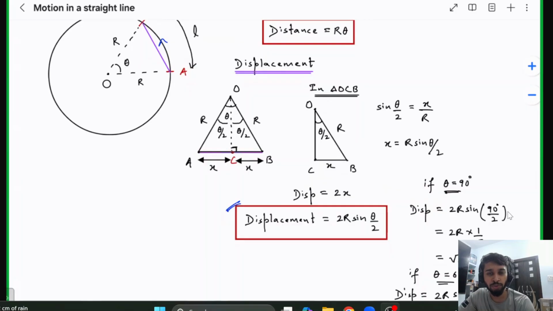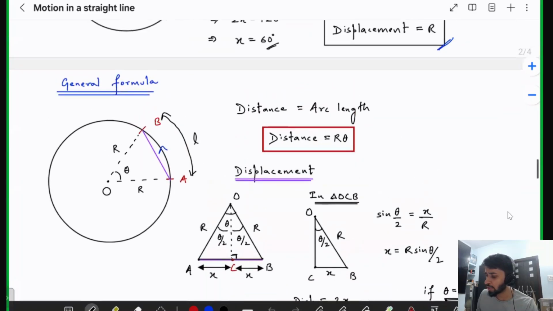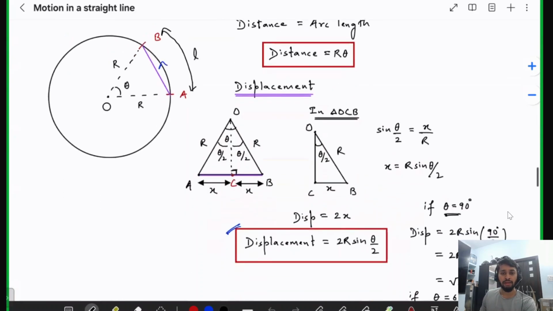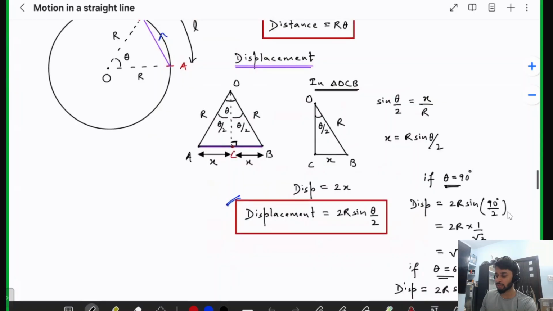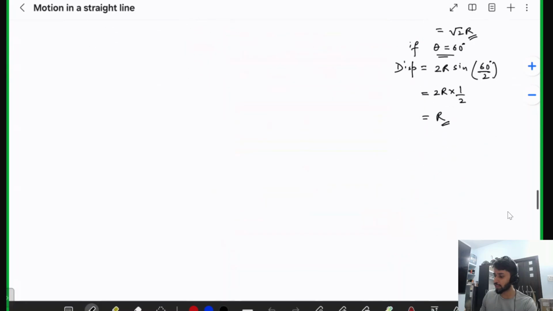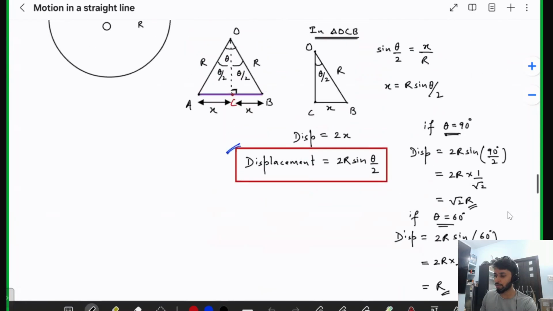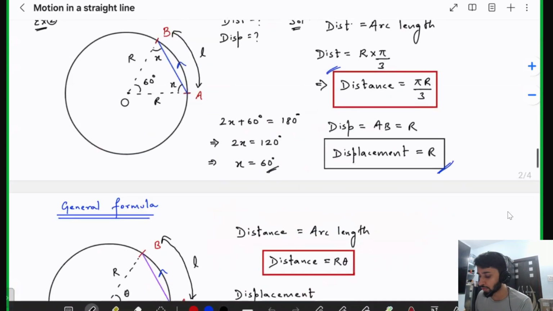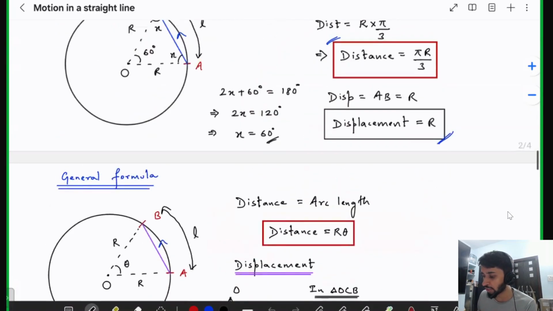We have started with motion in a straight line in the last two classes. In the last class, we did a few questions on distance and displacement. We have seen the general formula for displacement in the circular motion part, right? So, without any further delay, let us start with the next part. We'll see some more questions in today's session. Two examples we have seen, and then the general formula.